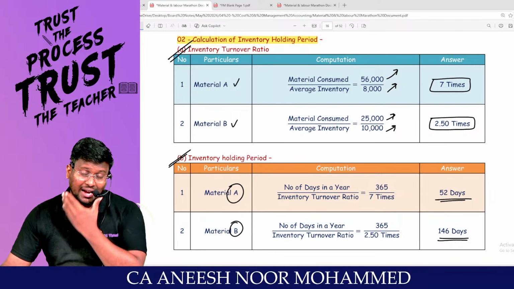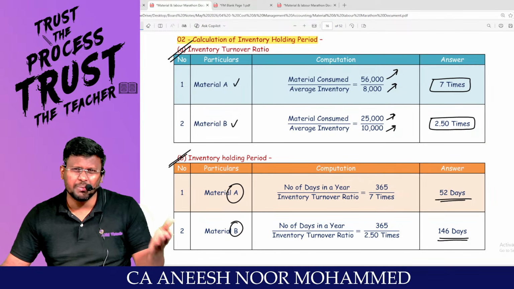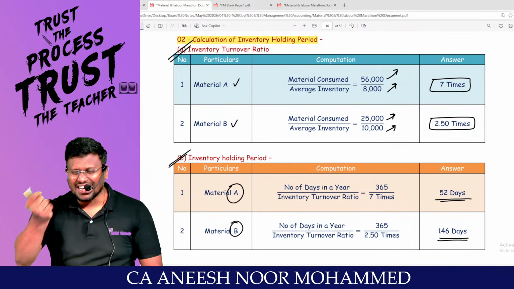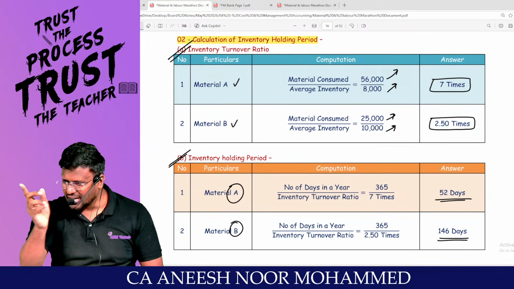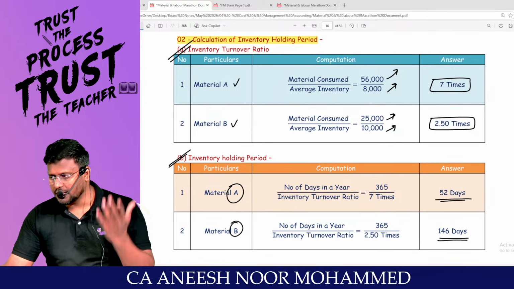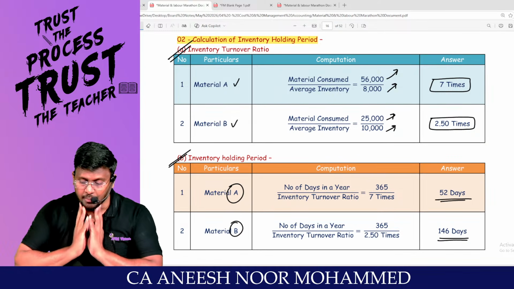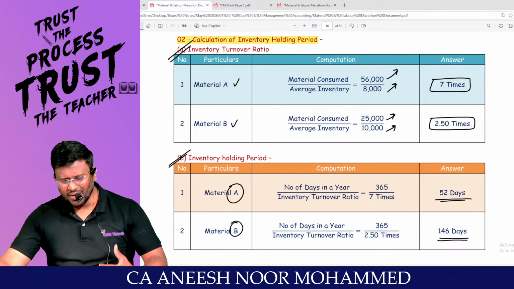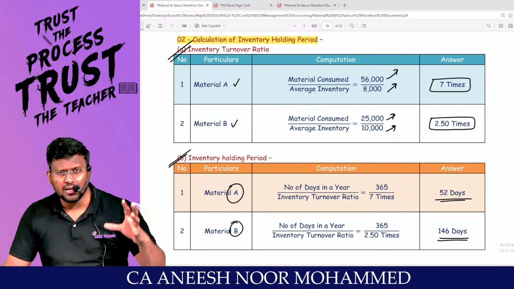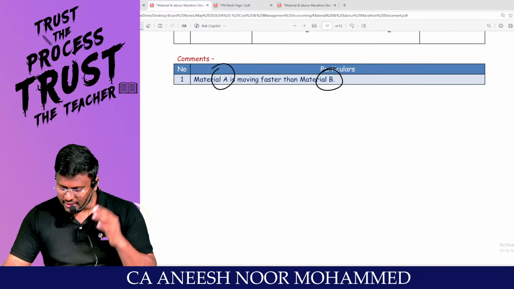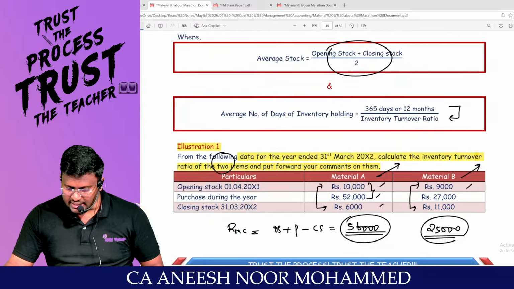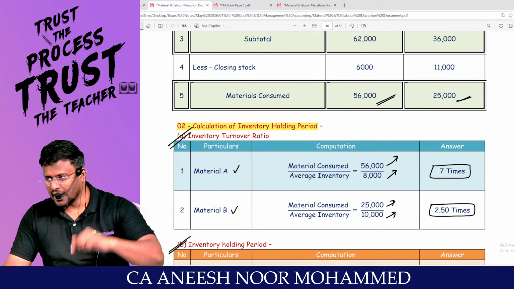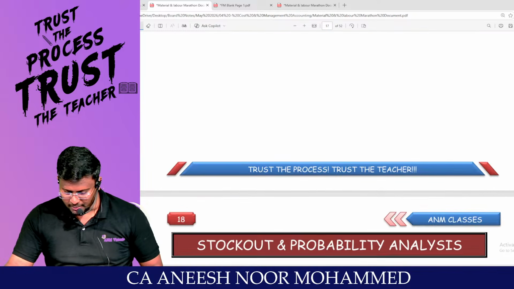Then we'll be analyzing the reason why this material B is sleeping like this inside the stores. And material A is coming and going, like that in a year 7 times. So we will try our level best to increase the turnover of raw material B. Once it reaches a competitive level with material A, then we'll be looking at material A also. That's the next topic of material turnover ratio. This may be an expected 5-mark area for your examination, my dear lovable students.